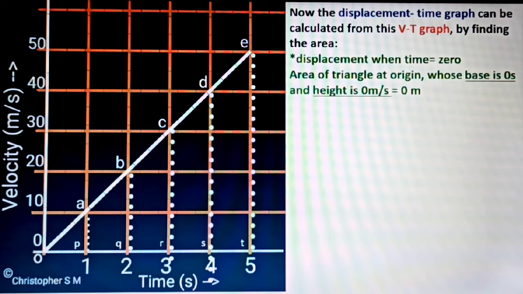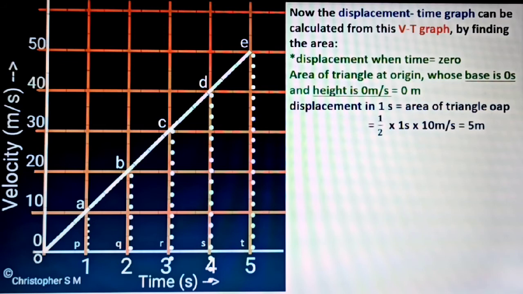First, displacement when time is equal to 0. Imagine area of triangle at the origin. The base of the triangle is 0 second and height is 0 meter per second. So we'll get, on finding the area, 0 meter. Next, displacement in 1 second, that is area of triangle OAP, that is half into 1 second into 10 meter per second, that is 5 meter.